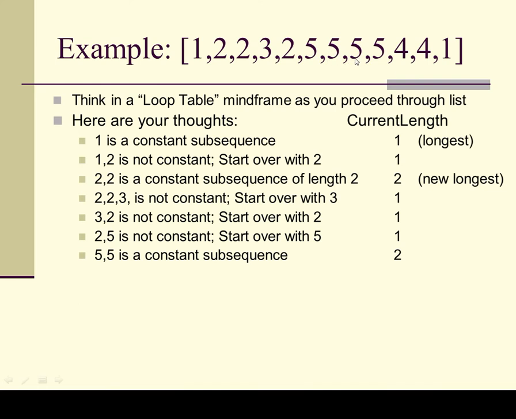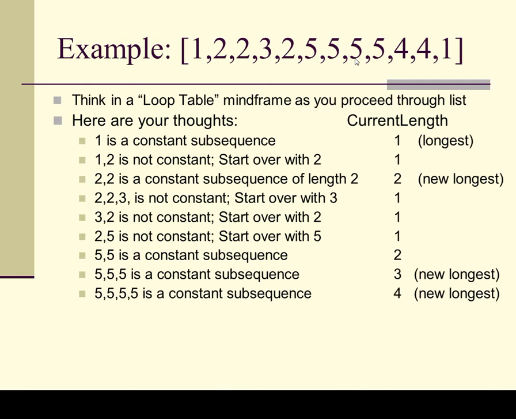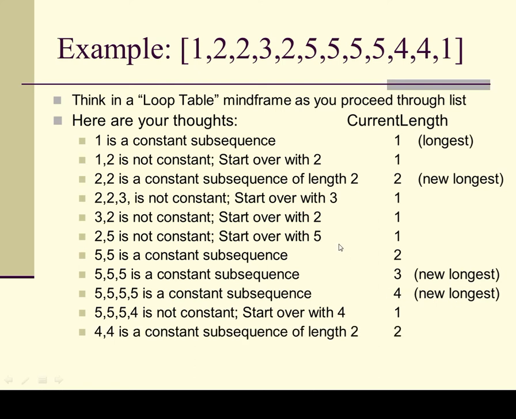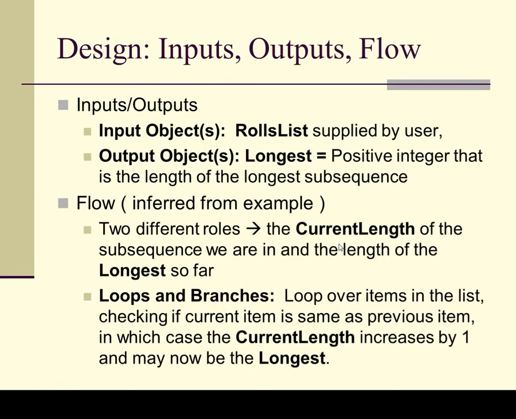We move to the next one. Now we have a subsequence of length 3. Now we have a subsequence of length 4. You can see it right here, 1, 2, 3, 4. Now we start over. The current length is 1 because the next entry is a 4, not a 5, but our longest to date has a length of 4. 4, 4 is constant. So 4, 1 is not constant. Our longest is still 4, and there's our answer.